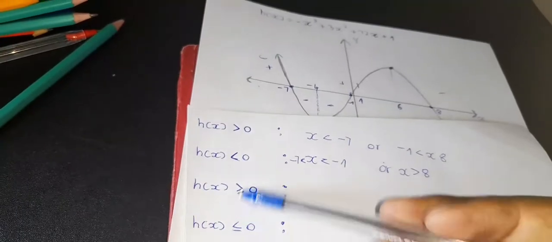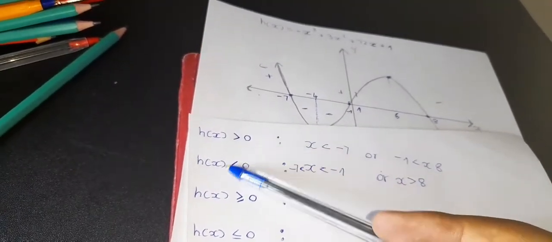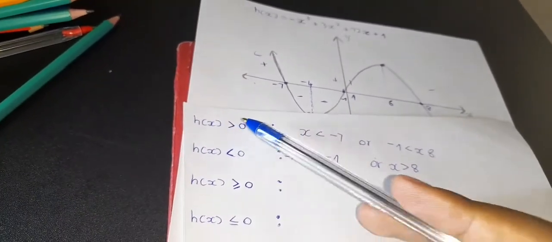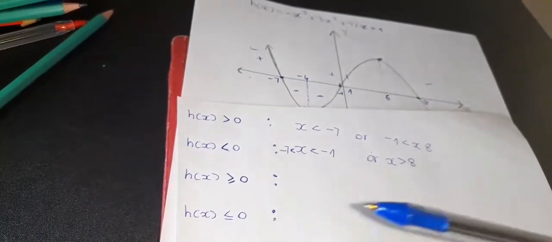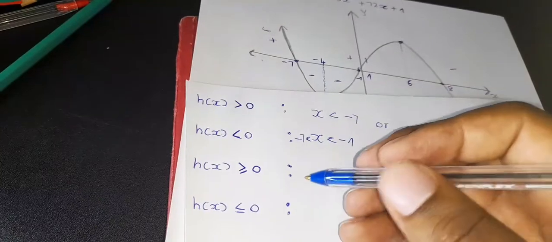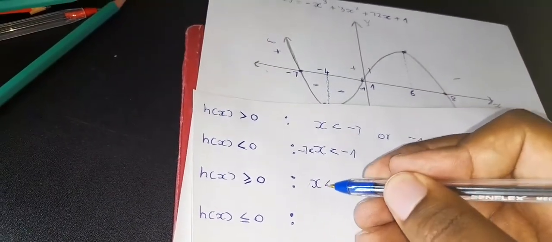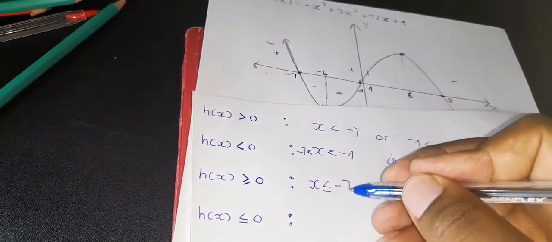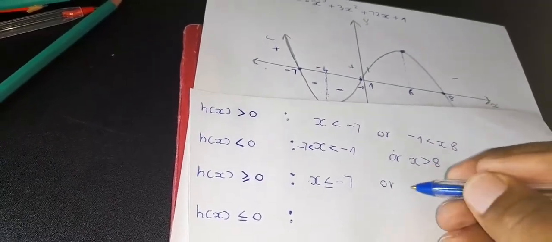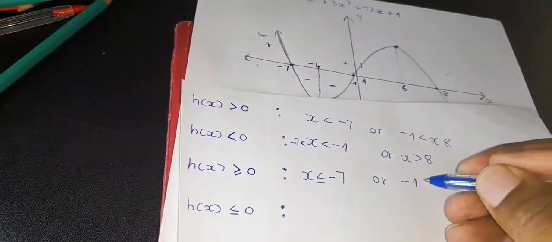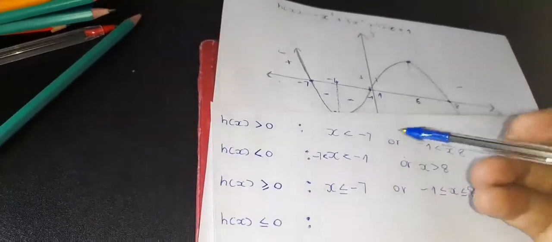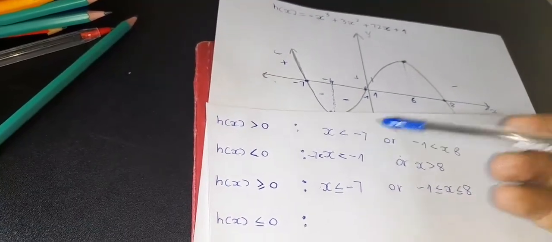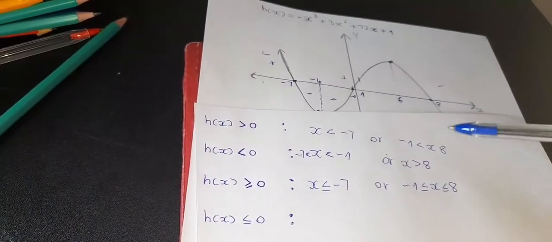So how do these two questions differ from these two above here? Well, here we have h of x is greater than 0, and here we have h of x is greater than or equals to 0. So the only thing you change, these are the same, is less than or equals to -7, or -1. Above here we didn't include -7, and then here we didn't include -1 and 8.